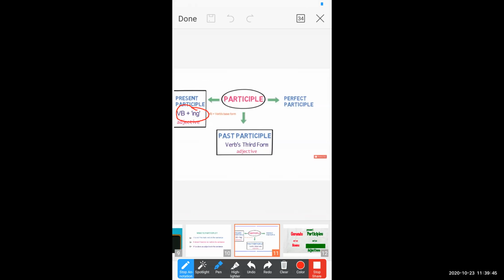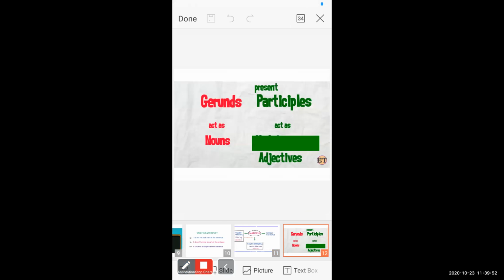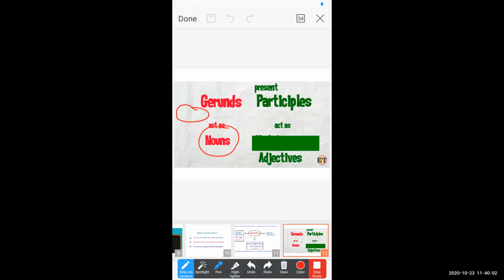But students, there is a difference. What is that one difference? It is how they act. The word is a verb ing first form, but in a gerund it acts as a noun, and in a present participle the word acts as an adjective. So this difference you have to find out. Your concept will become clearer when you see the examples and sentences.